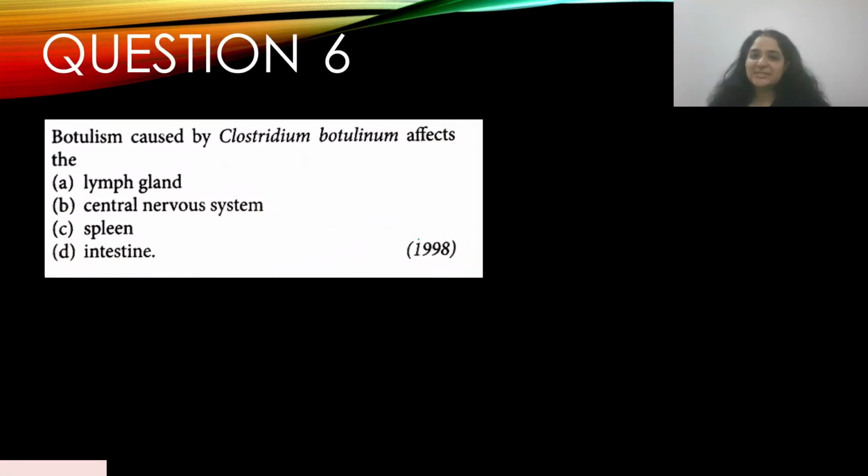Okay, so you have question number 6. Botulism is caused by Clostridium botulinum. You can remember this, and it affects the, you have A, B, C, D, and this appeared in the year 1998. A, lymph gland, B, central nervous system, C, spleen, and D, intestine.